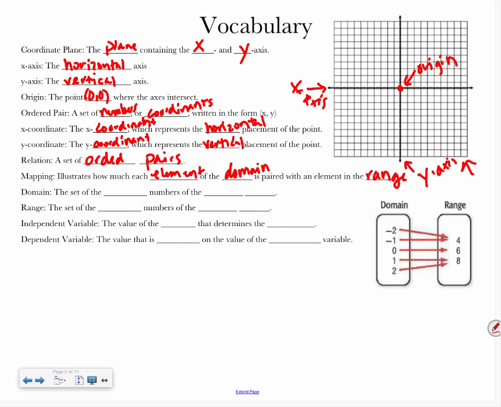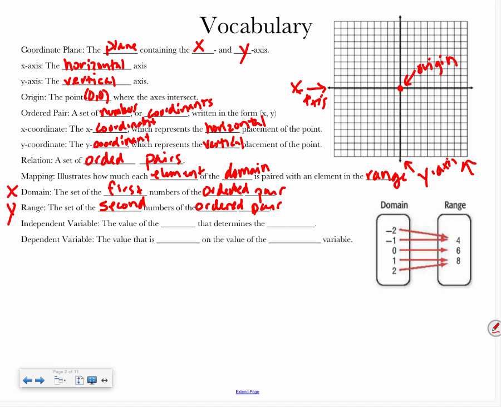Okay? The domain, because you might be wondering what that is, the domain is the set of the first numbers of the ordered pair, so the first numbers of the ordered pair, that means that's going to be an x value, okay, so I'm just going to put an x by it. And then the range is the set of the second numbers of the ordered pair. Okay, so that's going to be a y value.